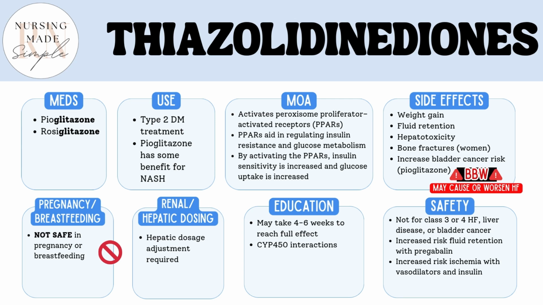So safety, this is not going to be safe for patients who are class 3 or 4 heart failure, have liver disease or bladder cancer because of that increased risk. There's an increased risk of fluid retention when combined with the medication pregabalin, so keeping that in mind. And then there's an increased risk of ischemia with vasodilators and insulin.